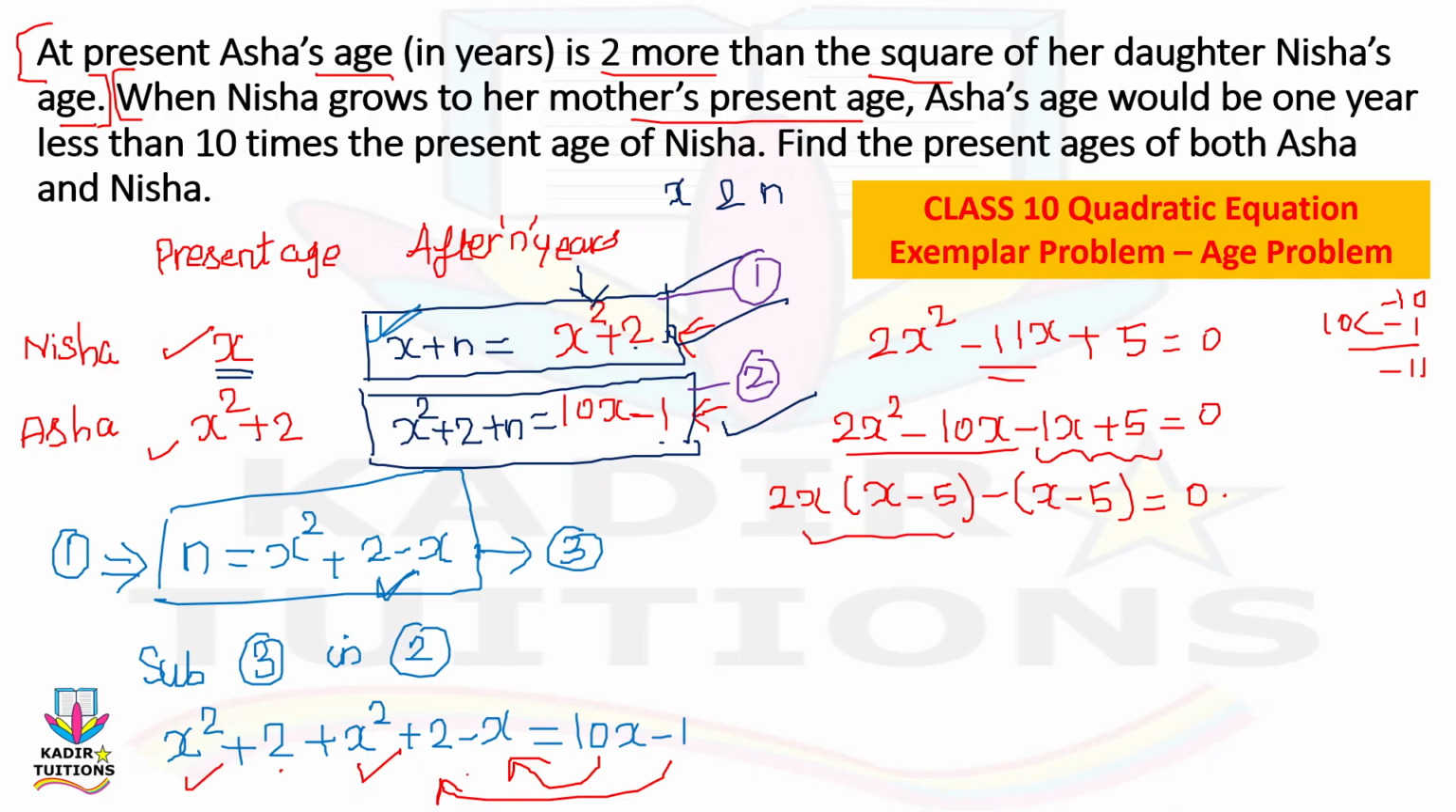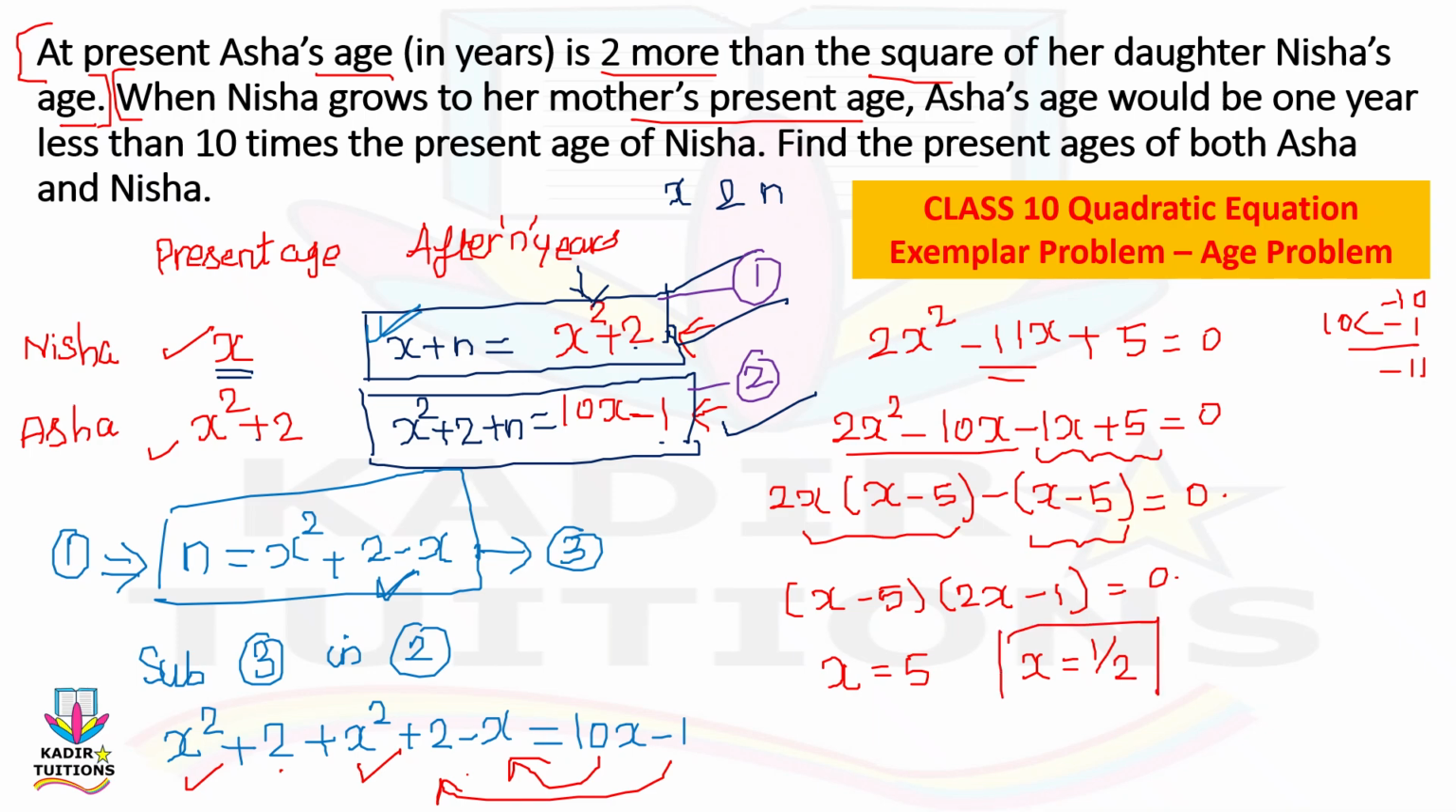Now these four terms become two terms. Over here x minus 5 is common, so the remaining is 2x minus 1 equal to 0. So we will be getting two values for x. What are the two values? x equal to 5 is one value and x equal to 1 by 2 is the other value.